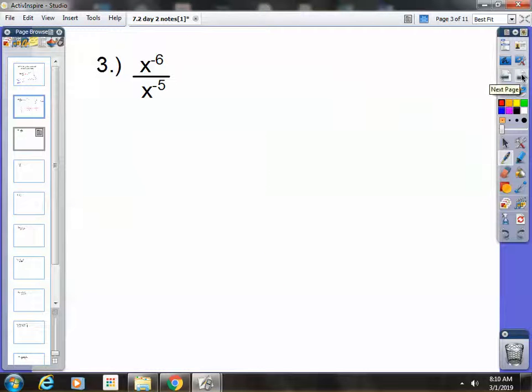Look at this one. x to the negative 6 power divided by x to the negative 5 power. Let's start by subtracting. If I take that negative 6 minus a negative 5, what do I end up with? Negative 1.